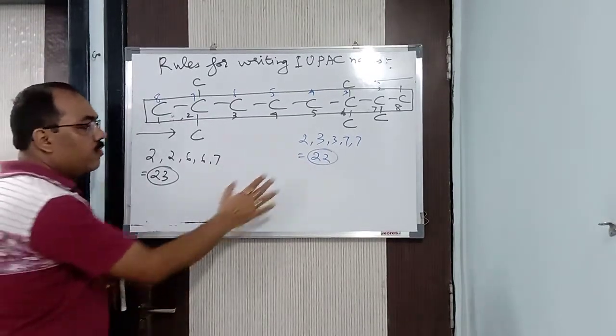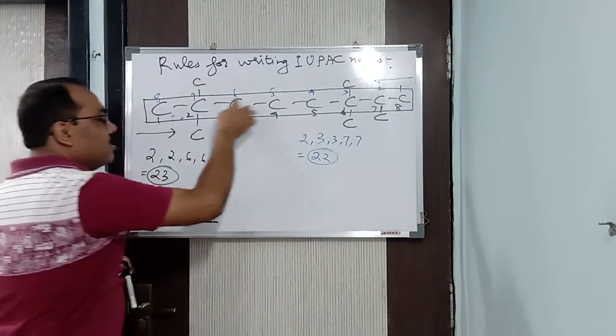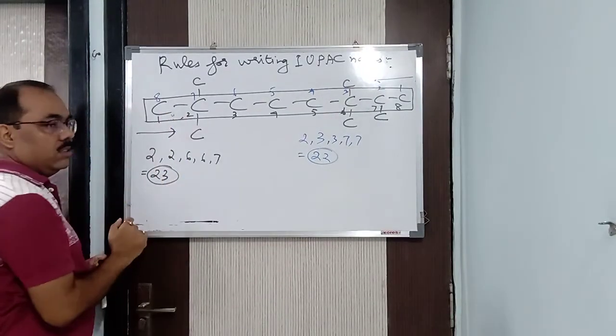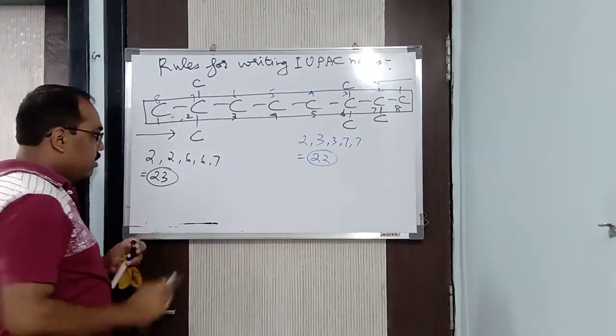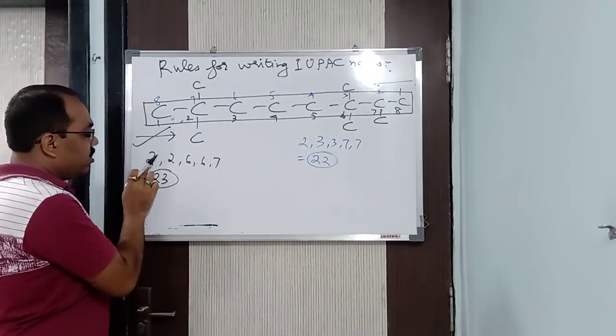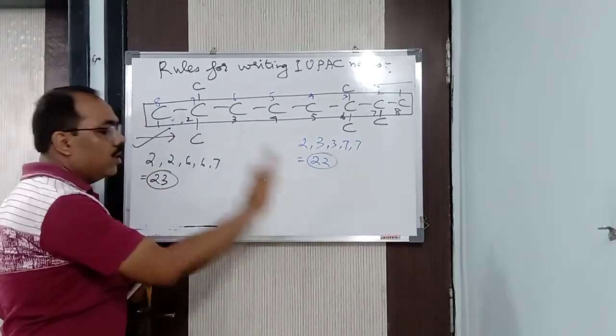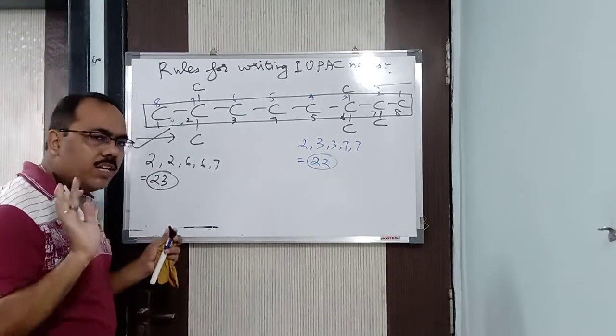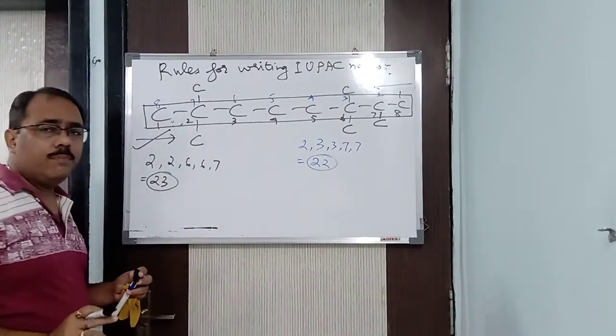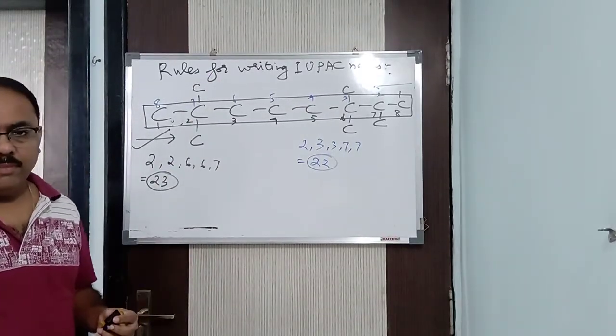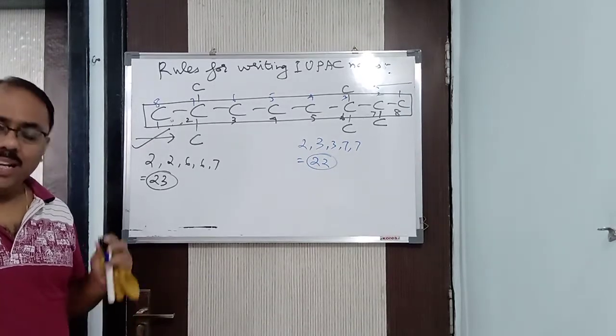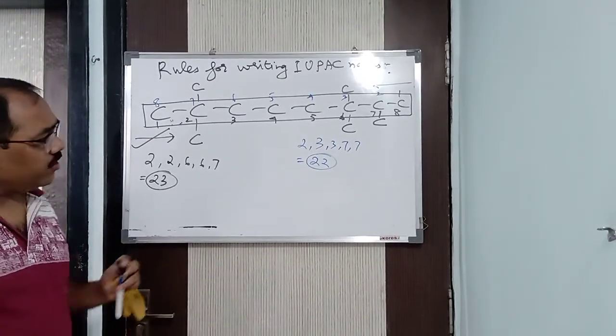Because if I take the lowest sum of locants rule, then I should count from this way. It will be wrong. Alright, so hence I should count from this way. So hence don't add up the locants, because every time it is not the same. For that reason I gave 2 examples. It was the same; the lowest sum of locants rule was correct at that particular time. But every time it will not be correct.